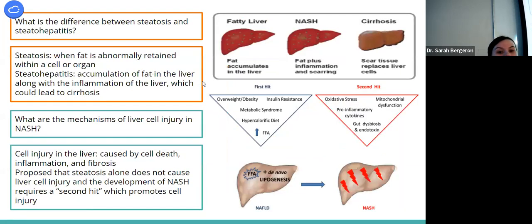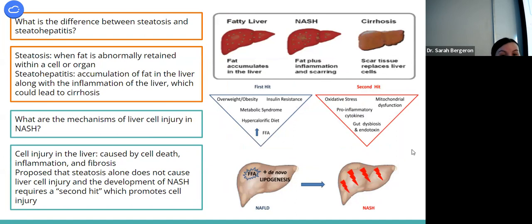So what is the difference between steatosis and steatohepatitis? In this picture, this kind of shows the steatosis is just fat accumulating in the liver. So it's a more benign condition. And then NASH is fat plus inflammation and scarring. So that's a more extreme form, and that can lead to cirrhosis, which is when the scar tissue replaces liver cells.